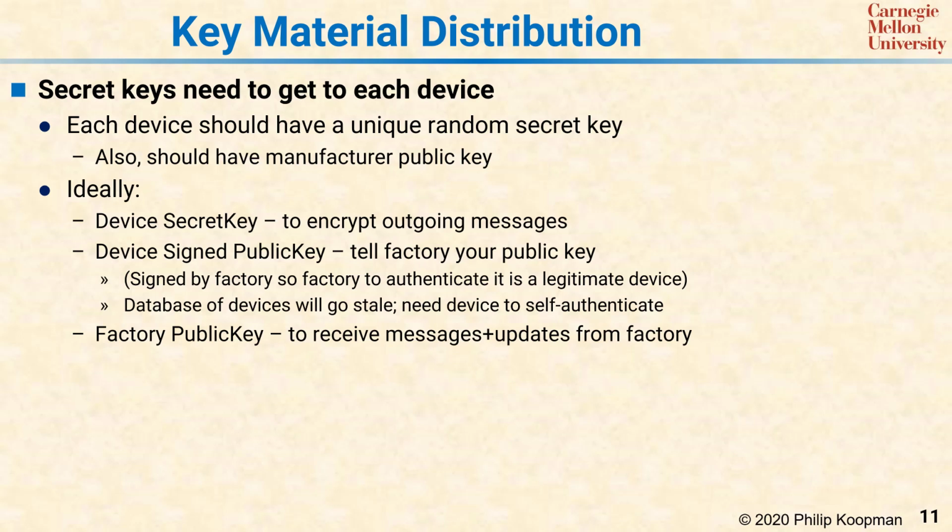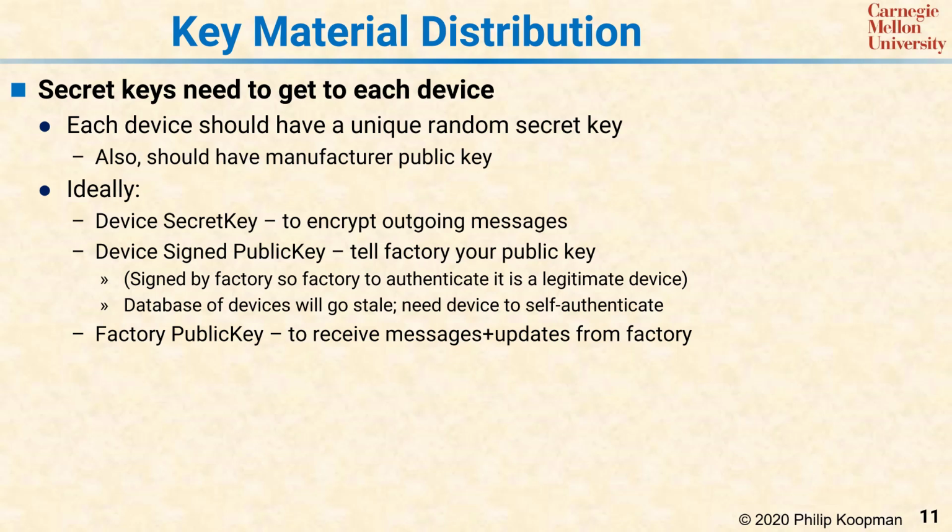They go stale, something gets scrambled, data gets lost. It's much smarter to have each device be able to tell the factory its public key than to try and keep a record. And there's also a factory public key, which is used to receive messages and updates from the factory. So you have a secret key to encrypt outgoing messages, a public key for the device that the factory's already signed so the factory can say, yes, you're one of the family, and a factory public key so that you can verify firmware updates and other messages.